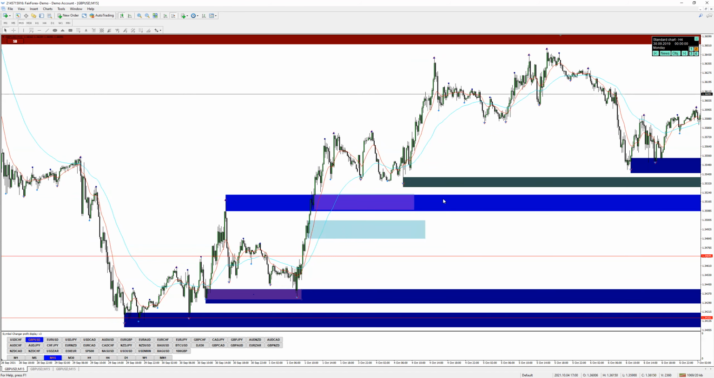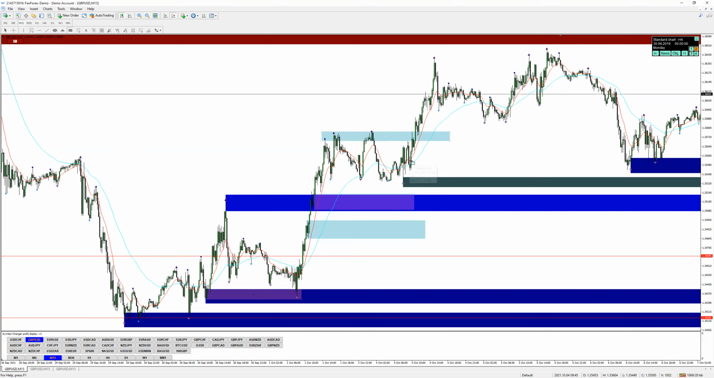And if it shoots all the way up like this, I'm not getting in if it comes back down here. It's just gone too far away. That's considered invalid, and I'll just let it go. But here's a high here. Price breaks above this area.